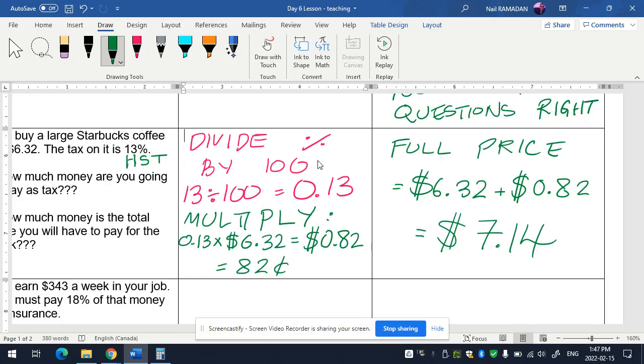Just so you know, when you look at your notes, this means including tax. Including tax. $7.14. Or technically $7.15, because you're gonna have to pay in 5s or nickels.